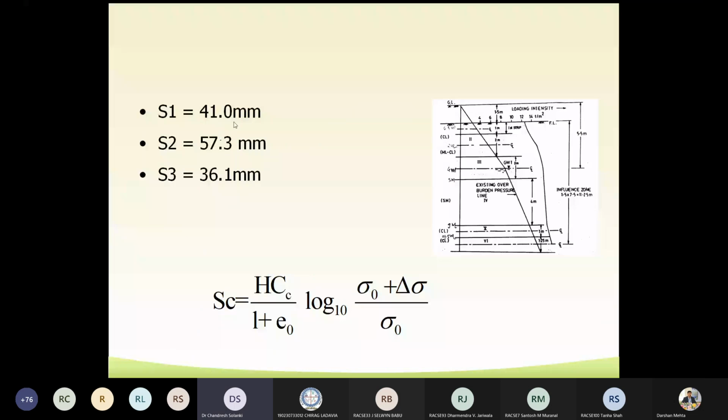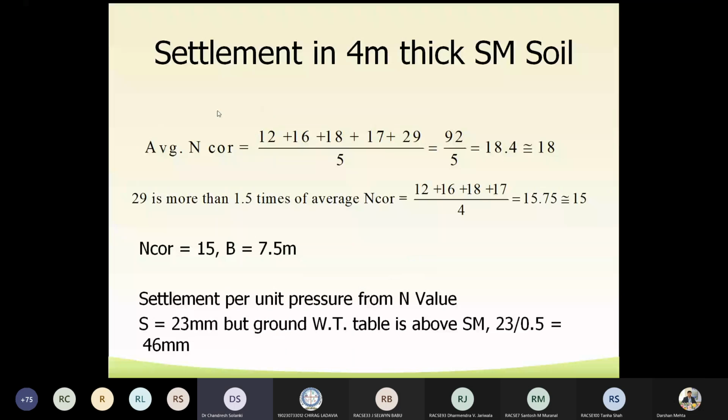For the third layer, the settlement which has been computed using this equation has been found out for the first layer is 41 mm, for the second layer is 57.3 mm, and for the third layer is 36.1 mm. Whereas in case of this sandy strata, where it is a silty sand and corrected N is being used, the average N value has been 18.80. But the Indian Standard code suggests that if you are averaging the N values and any of the N value is 1.5 times more than the average value, you discard that value and you compute the average value once again. As the value of 29 is more than 1.5 times of 18, this value has been discarded. And N is computed again. The N value has been found 15.